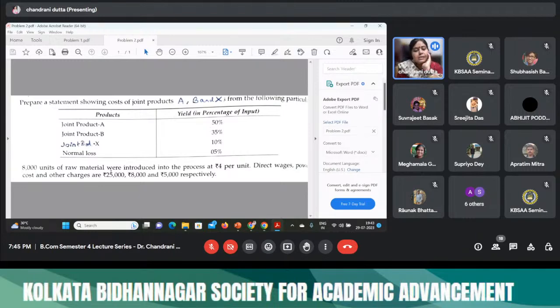Okay, so it says that this much raw material has been used at 4 rupees per unit, direct wages, power and other charges are 25,000, 8,000 and 5,000 respectively. Is the problem you have understood? Have you understood the problem?